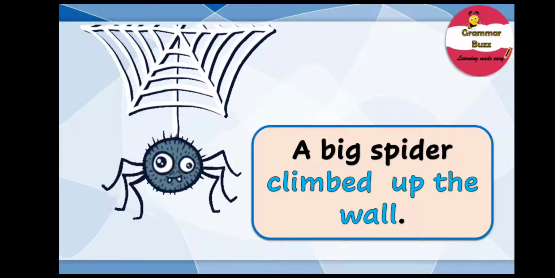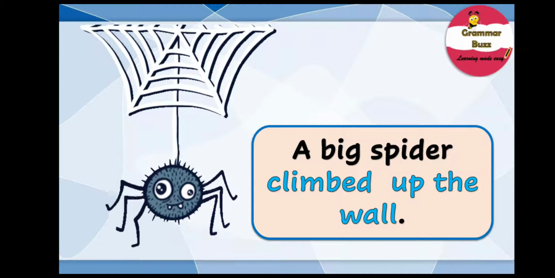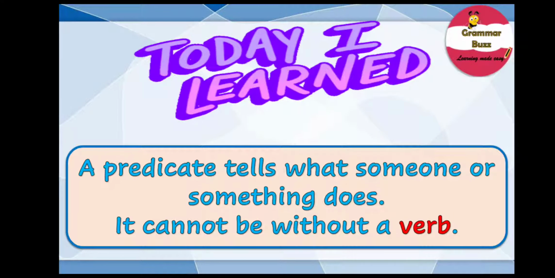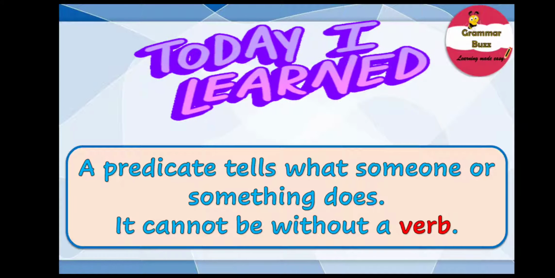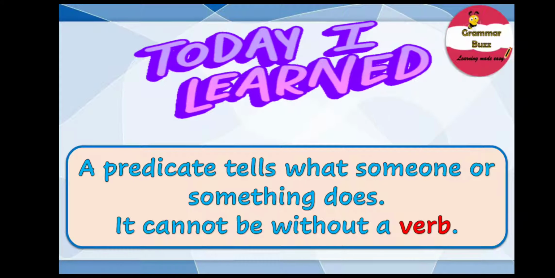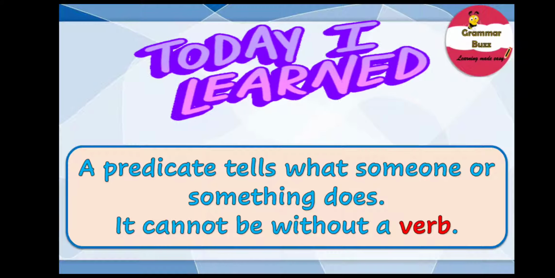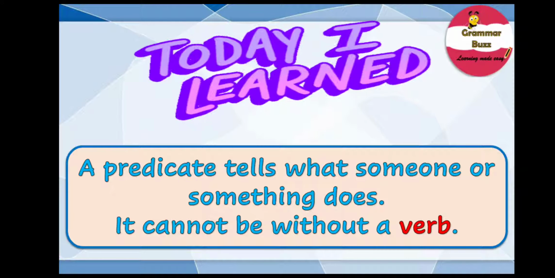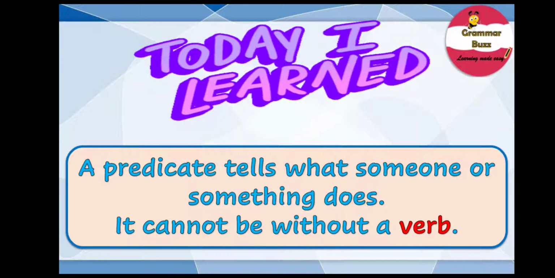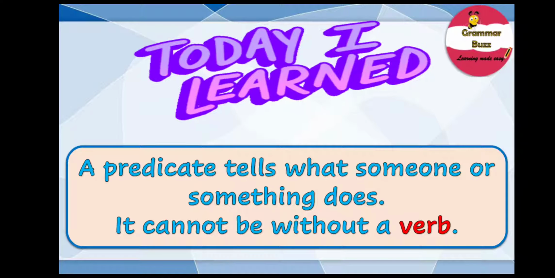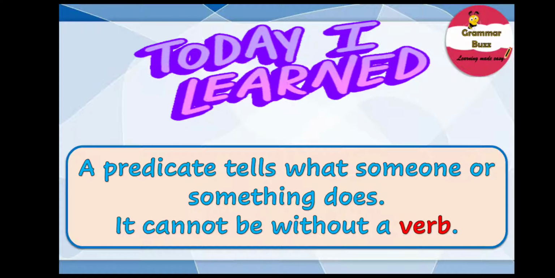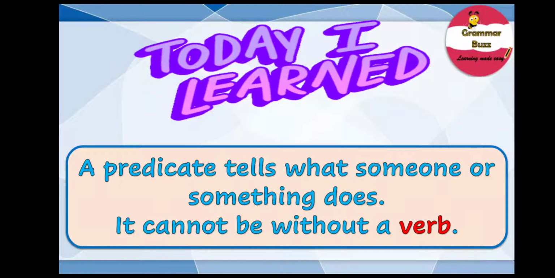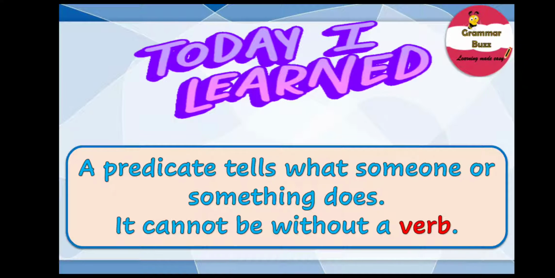So, what did we learn about predicate? Well, we learned that a predicate tells what someone or something does, and it cannot be without a verb. Remember that. Predicate tells us what someone or something does, and it cannot be without a verb. Now let us try and identify the subject and predicate together. So it's time for identification. Are we ready? I guess you are. And here we go.